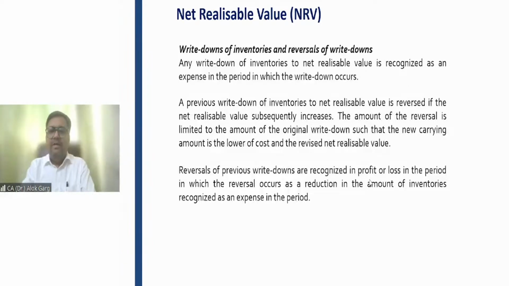Rahul is asking, sir, if we have booked an impairment loss in the first year, can we reverse this impairment loss in the next year? For example, when I closed the books on 31st March 22, I wrote down my inventory to NRV and booked an impairment loss of 100 rupees. In the next year, this inventory is still there and the value has gone up. Can I reverse this impairment loss in the next year? Yes, you can reverse. Very good question, Rahul.